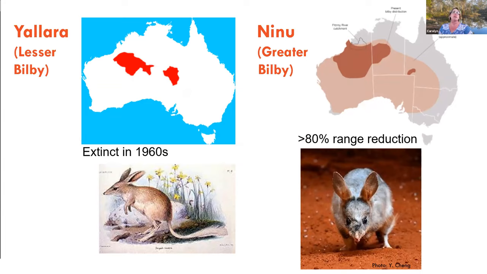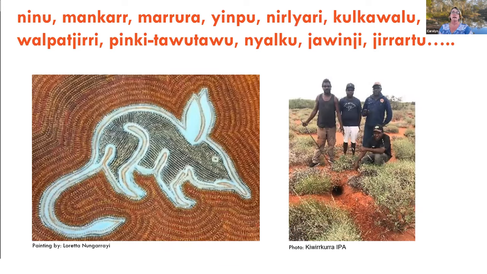The Yalara, or the Lesser Bilby, actually went extinct in the 1960s. It used to be found up through the sandy desert regions of Australia, and we now no longer have that species around. The Ninu is the greater bilby. It has a multitude of different names, and it has had a range reduction of over 80% since Europeans arrived in Australia. Ninu are culturally highly significant to a number of different Aboriginal nations.